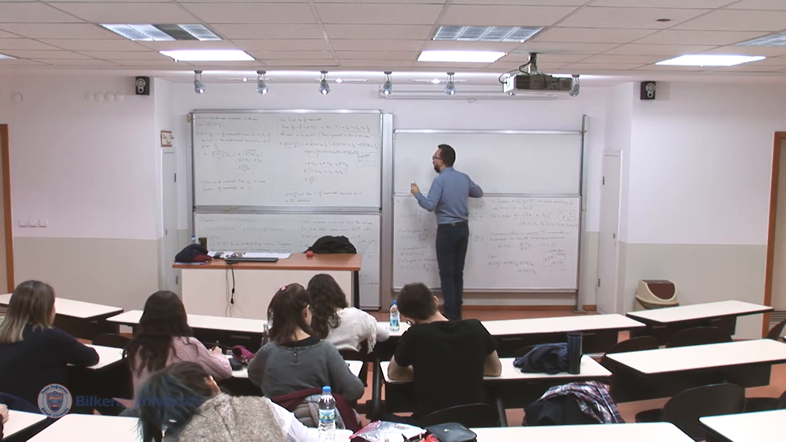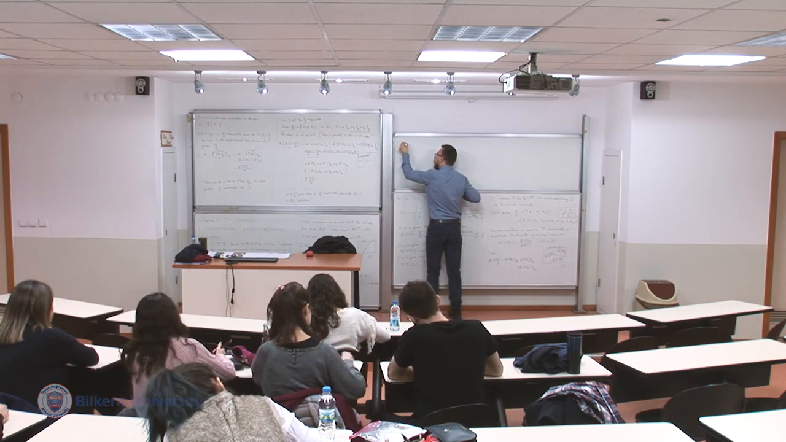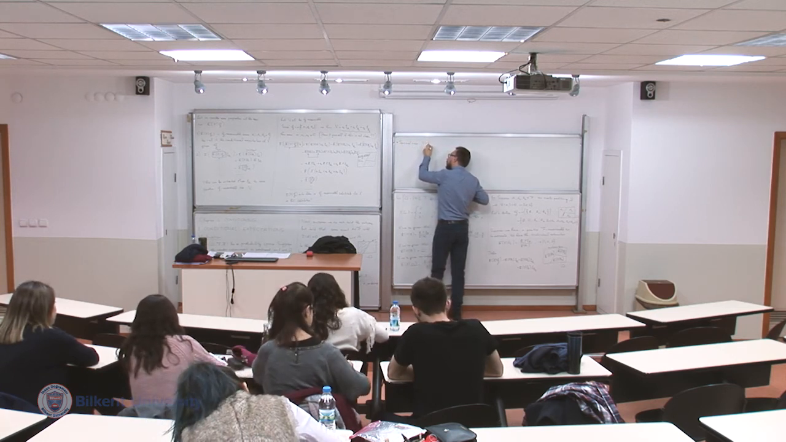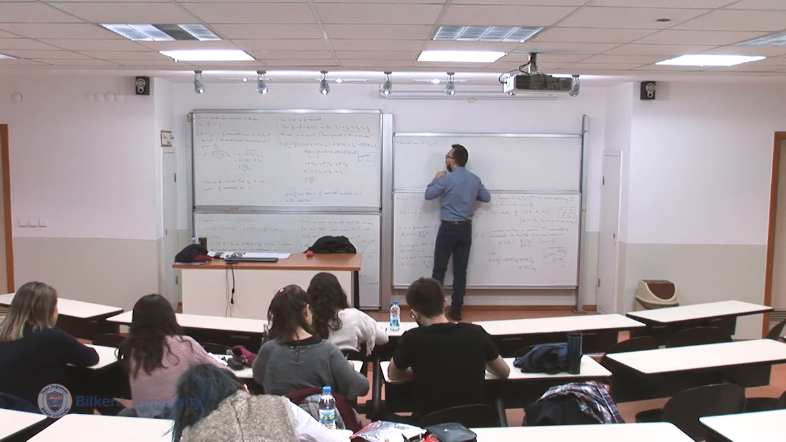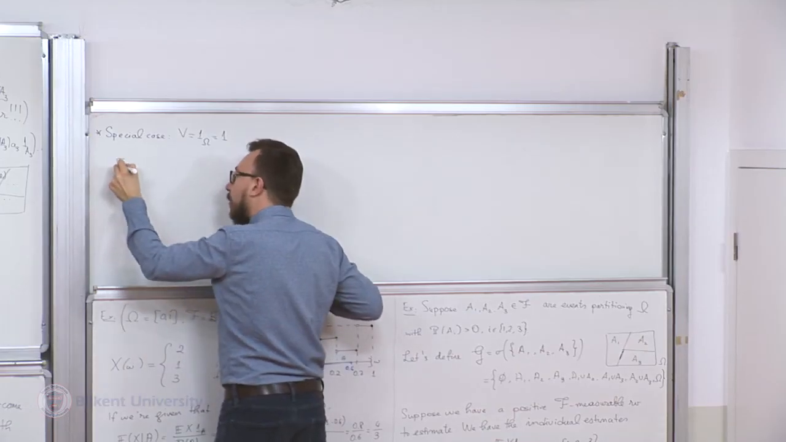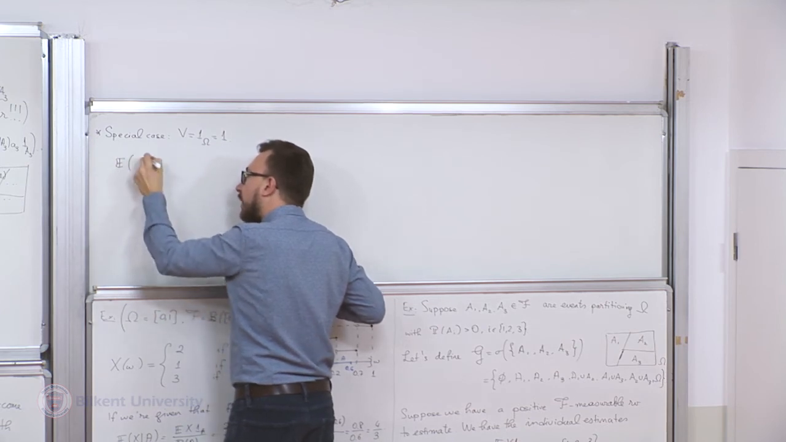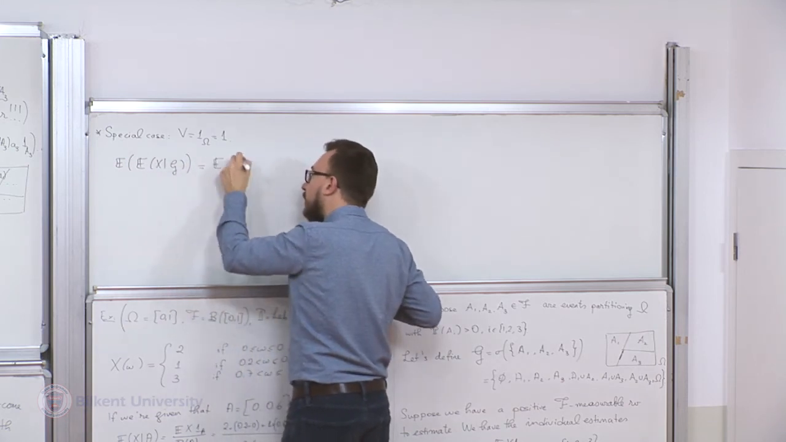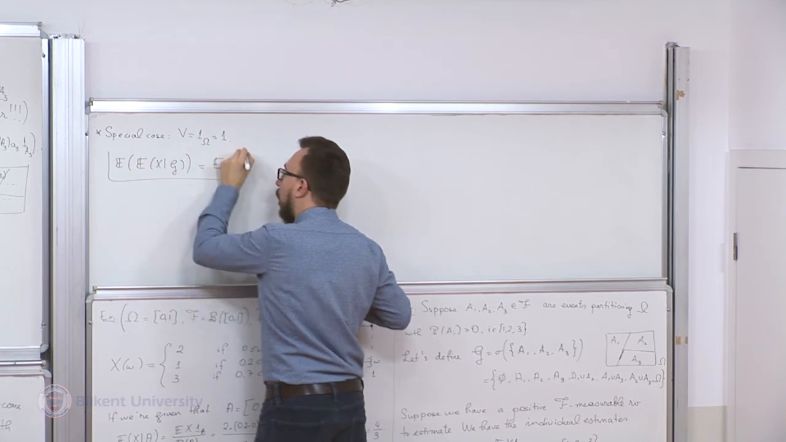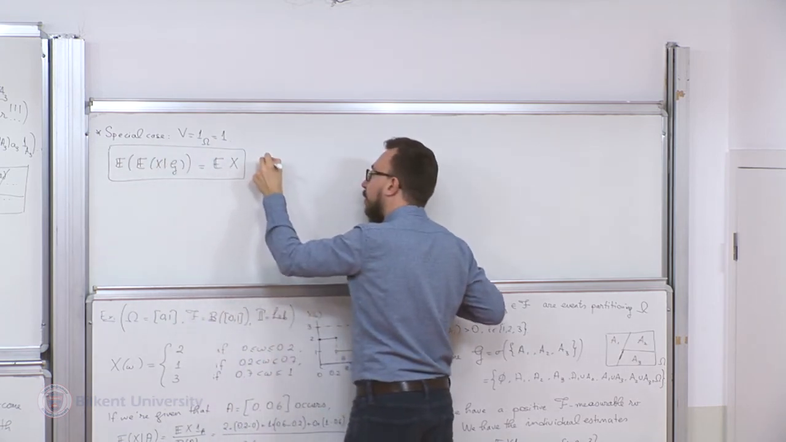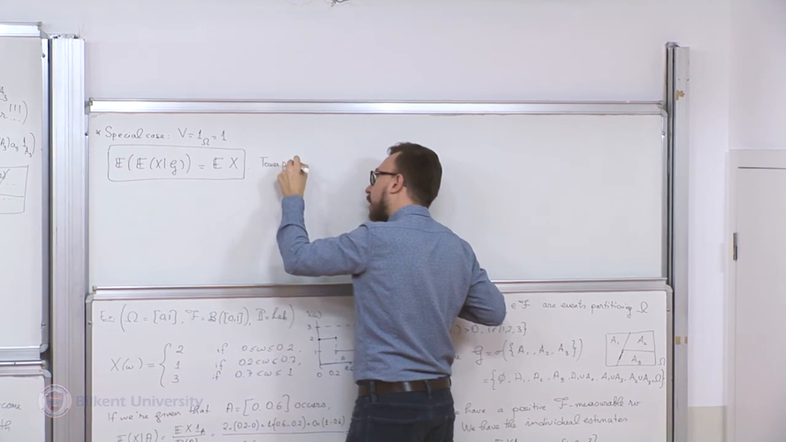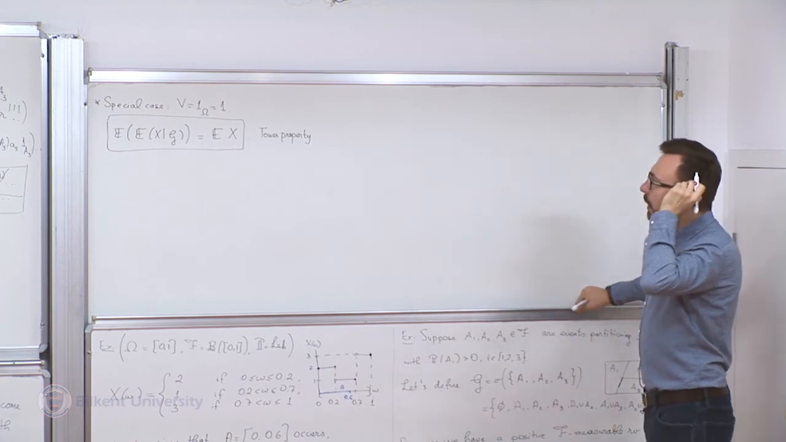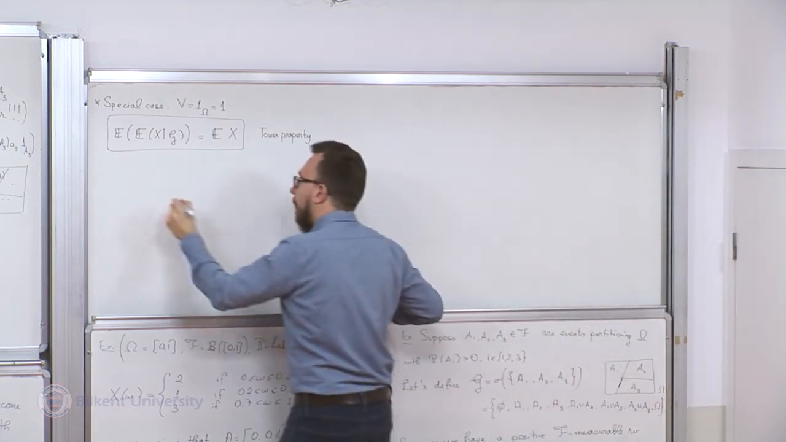So first of all, we can look at the special case where v is just a constant, in other words, indicator of omega. Okay? So if you do that, what do you get? Expectation of the conditional expectation is equal to expectation of x, right? So this is sometimes called the tower property. And we're going to look at a more general version in the second hour. But this is called the tower property. So, okay.